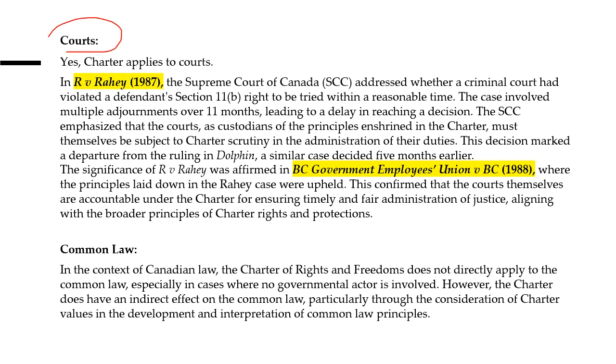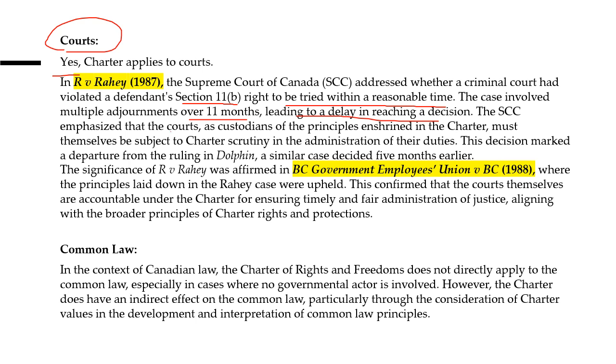Then, does the Charter apply to courts? So application to courts, definitely yes, 100% the Charter applies to courts. In R. v. Askov, 1990, the Supreme Court of Canada addressed whether a criminal court had violated the defendant's Section 11(b) right to be tried within a reasonable time. The case involved multiple adjournments over 11 months, so delay.